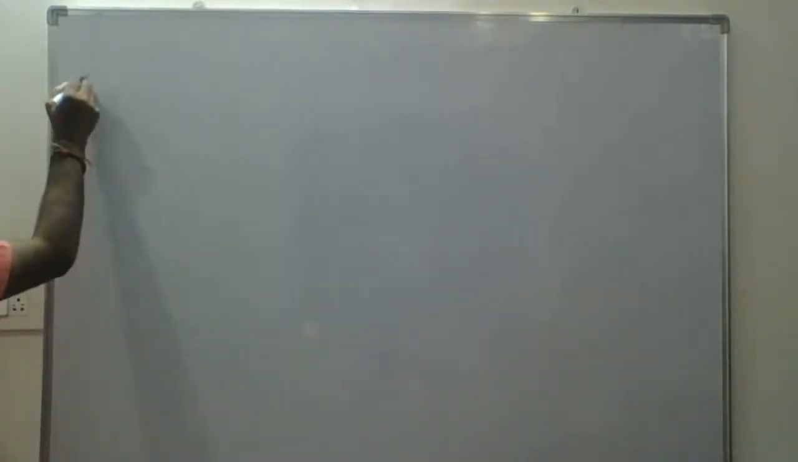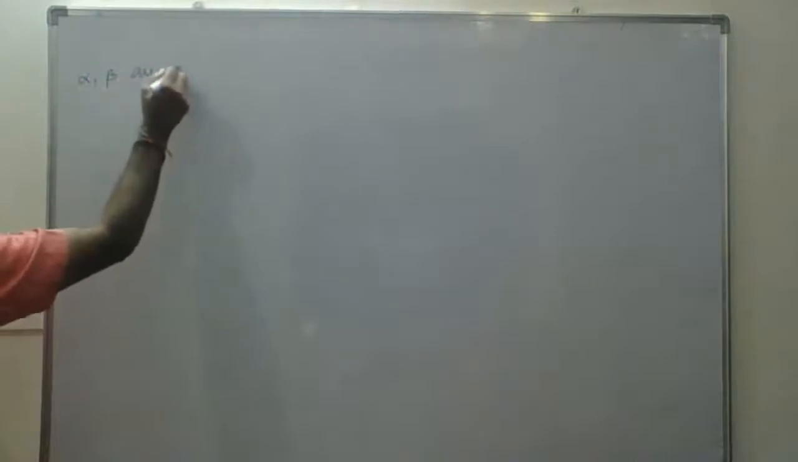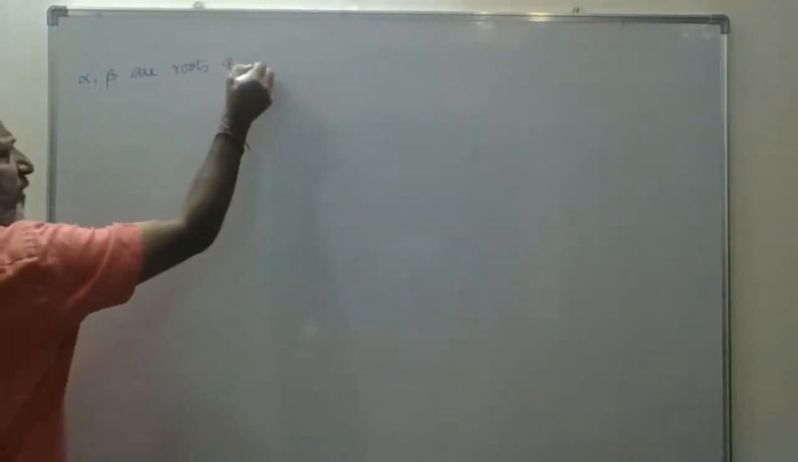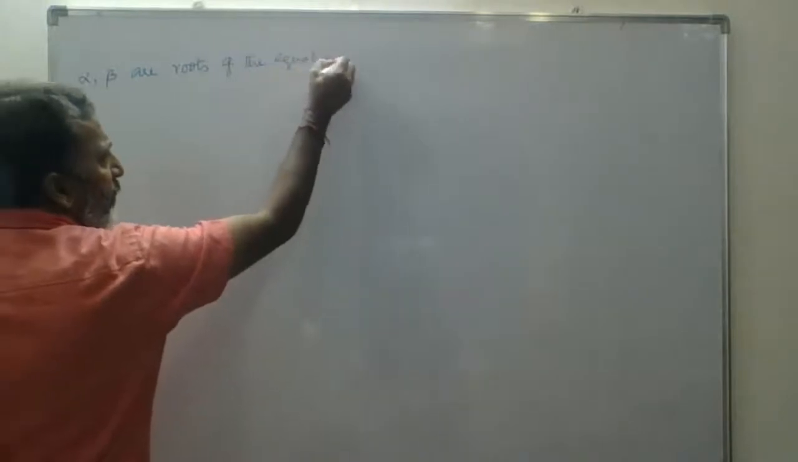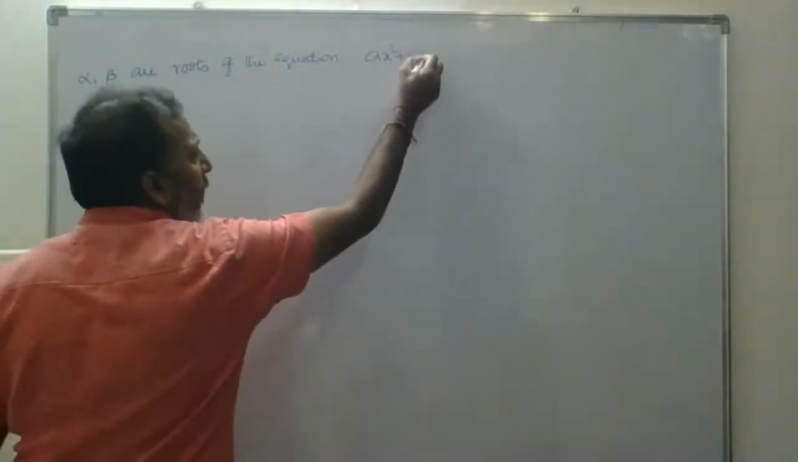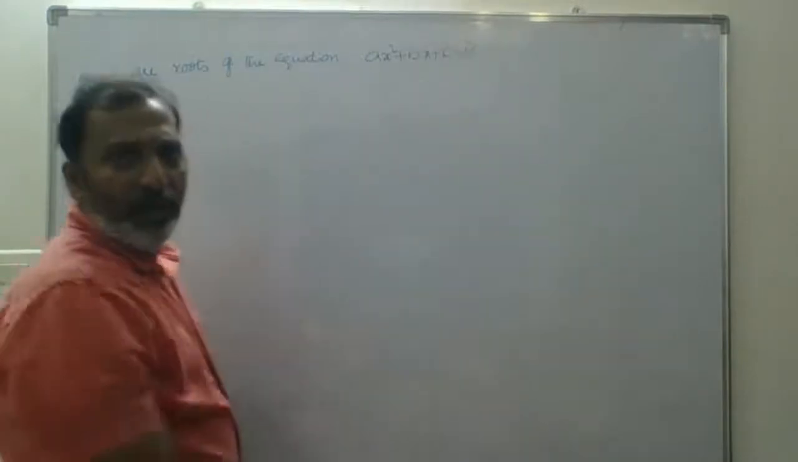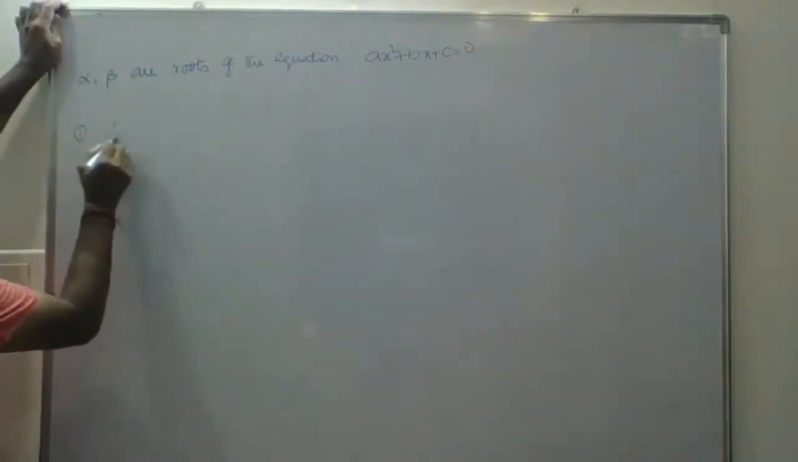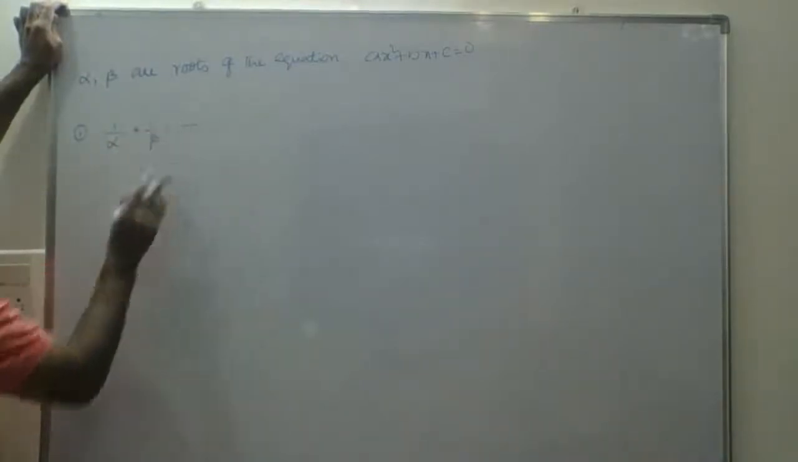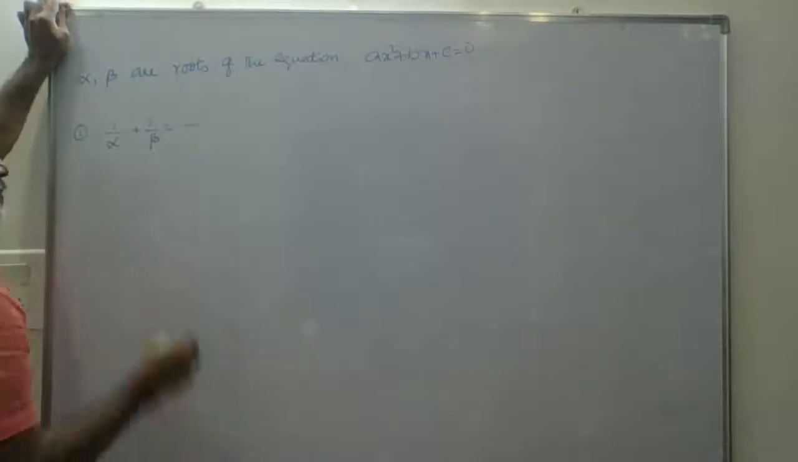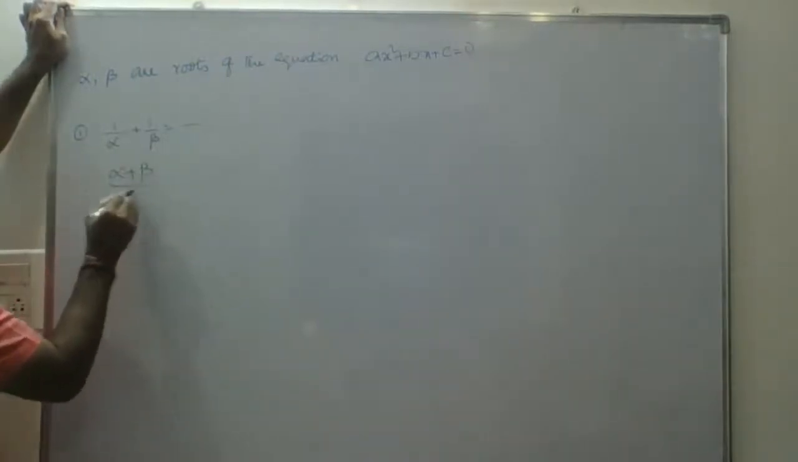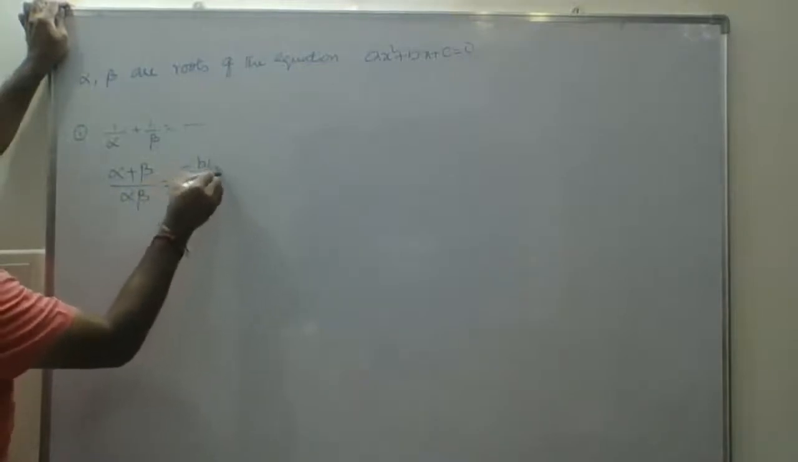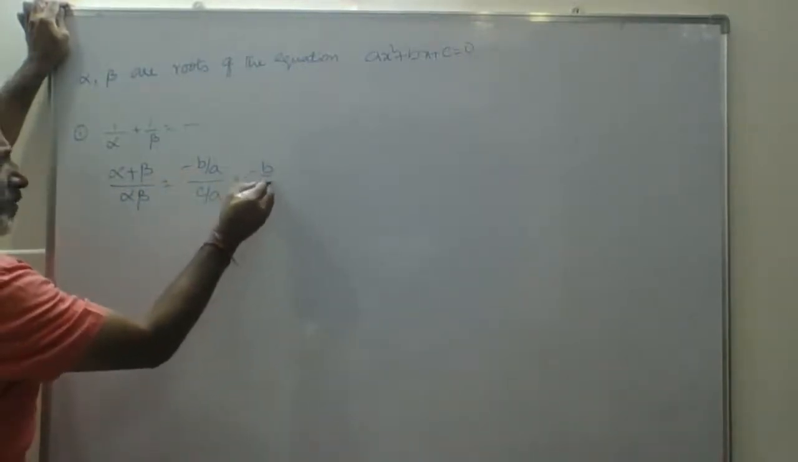First, some time-pass problems, small problems. Alpha and beta are the roots of the equation ax square plus bx plus c is equal to 0. Then first bit, 1 by alpha plus 1 by beta is equal to dash. What is 1 by alpha plus 1 by beta? Alpha plus beta by alpha beta, minus b by a by c by a, that is minus b by c.